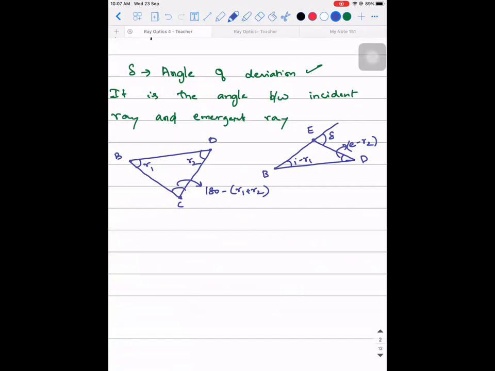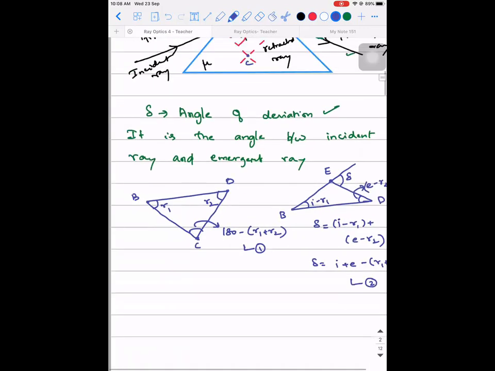So outside angle is delta. What is the relation between delta, I minus R1, E minus R2? Exterior angle is equal to sum of, complete it. Exterior angle is equal to sum of opposite interior angles. So delta is equal to I minus R1 plus E minus R2. So delta will be equal to I plus E minus of R1 plus R2. So let this be equation number 1. Let this be 2. I hope it is clear till this step.